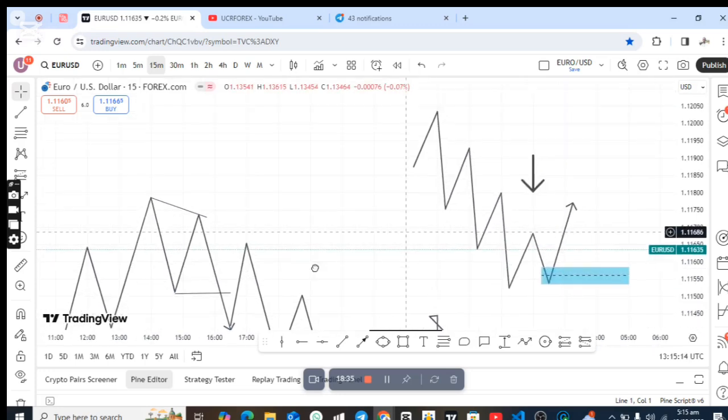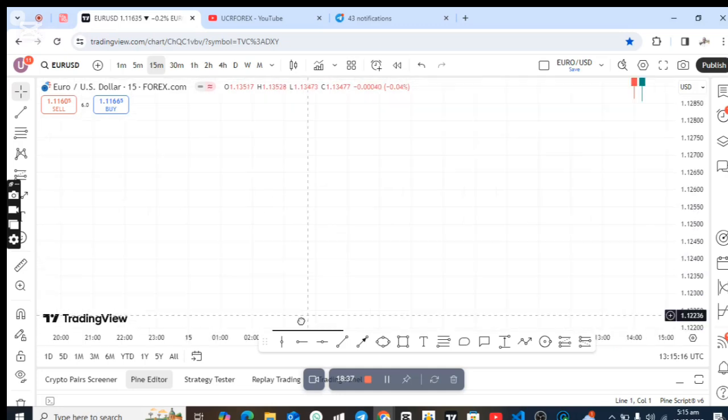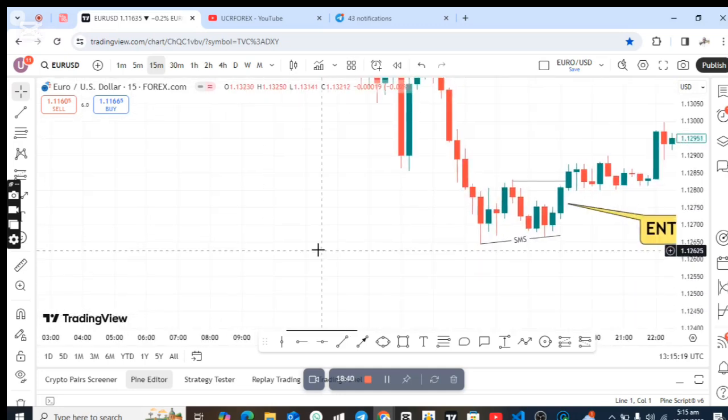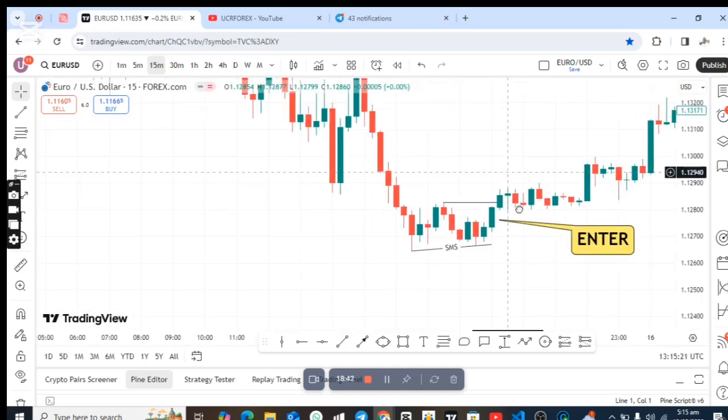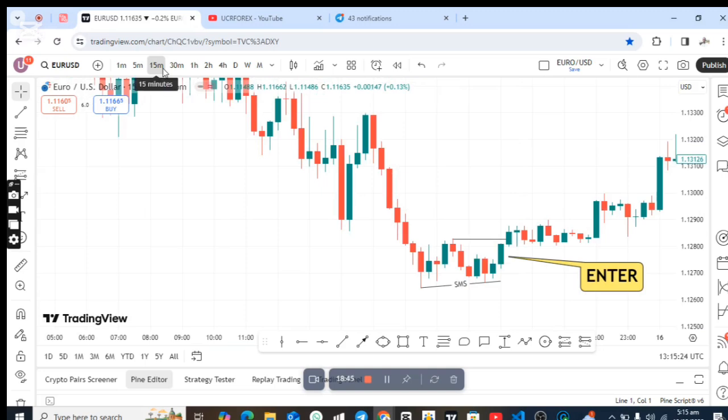So we have spent 18 minutes trying to explain all these things. Let's quickly go to the chart and see where all these things formed. So this is EUR/USD on a 15 minutes time frame. You can do this on any time frame of your choice. Now we can see we had a strong BOS here. We have a point of interest around this zone actually. So you can see we have this BOS.